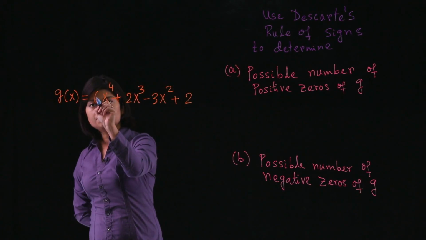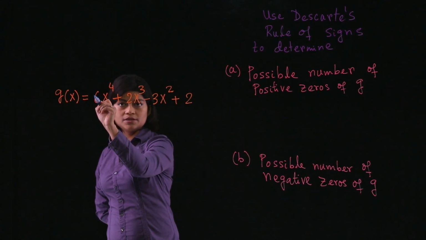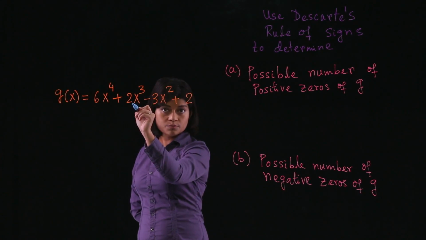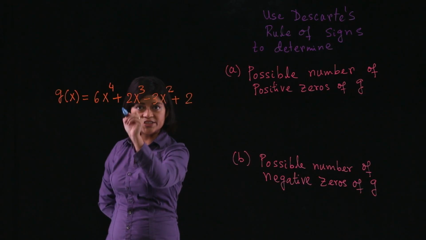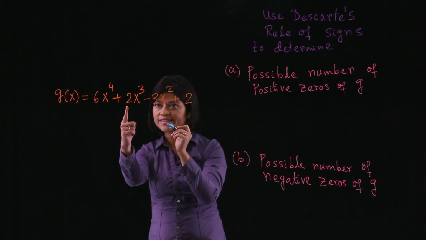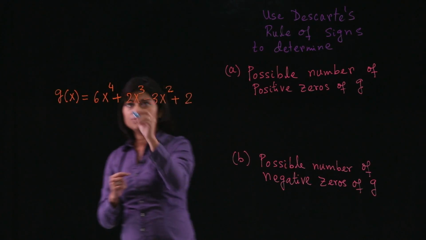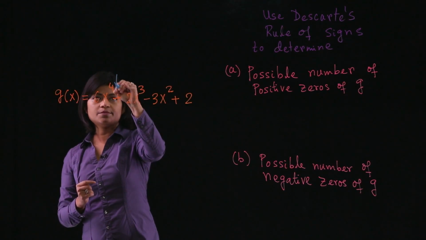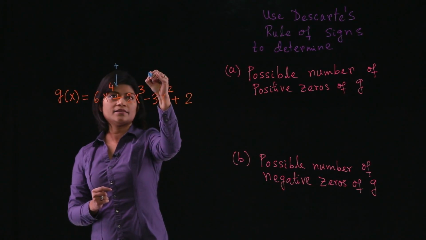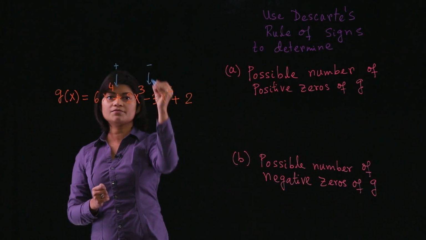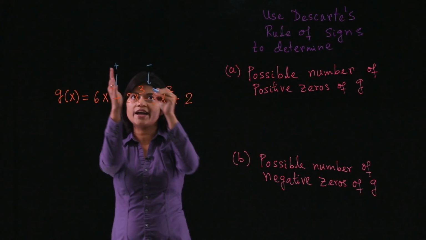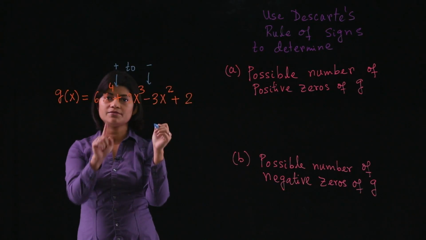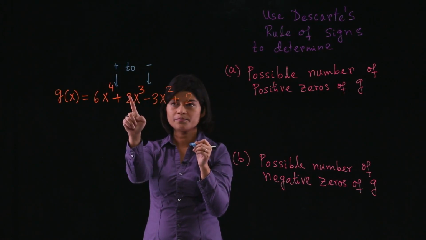So notice the first term is positive. Second term is also positive. So there is no change in sign. But if you notice from second to third, this is positive and the next term is negative. So you're having a change in sign from positive to negative. So you have one variation here.